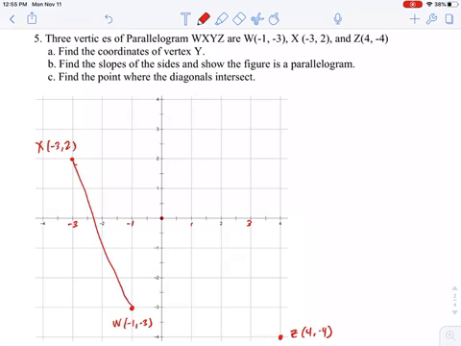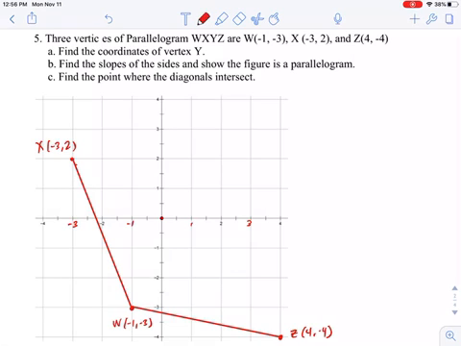Okay, so when I draw in my sides here, I notice that vertex Y is missing, and I feel like vertex Y should be somewhere around there, because then I'd have a parallelogram. But I need to know exactly where it is. I'm not just going to kind of make it up. I'm going to use a little bit of science here.